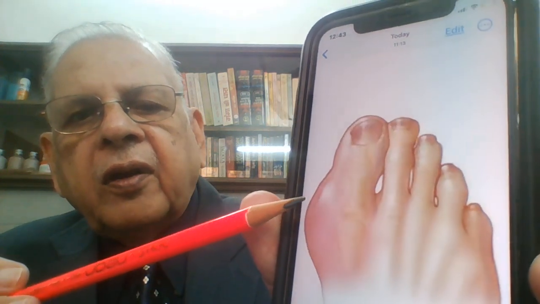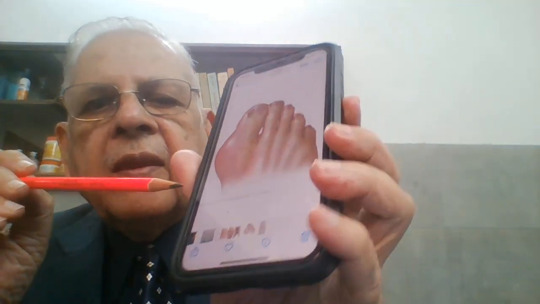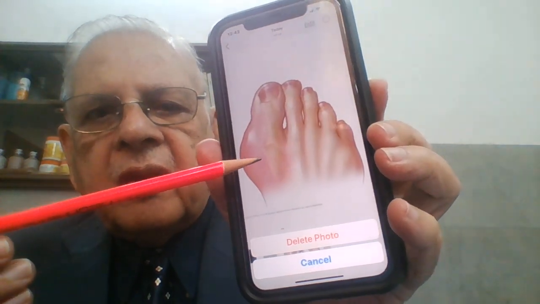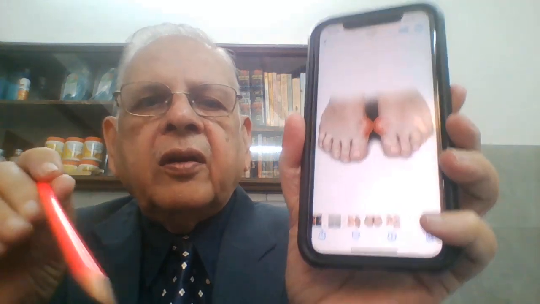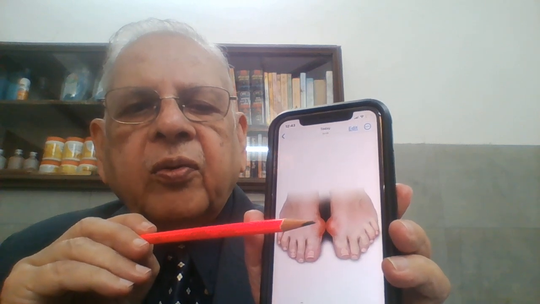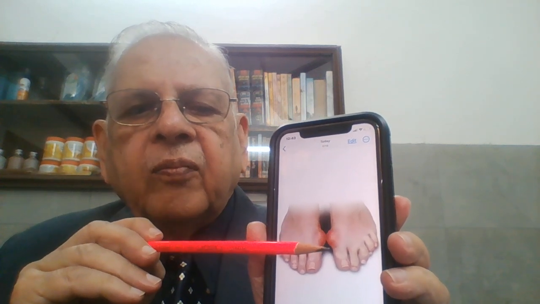Now look at this diagram, this picture. I bring it close to the screen and see this joint. This is all swollen, red and extremely painful, and touching will cause her to cry. See another picture. See, both these joints of big toe with the foot are swollen like a ping pong ball.